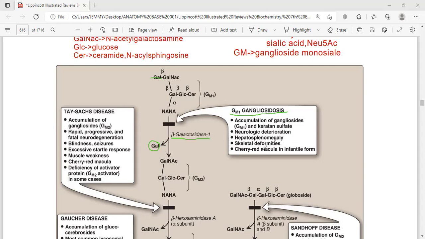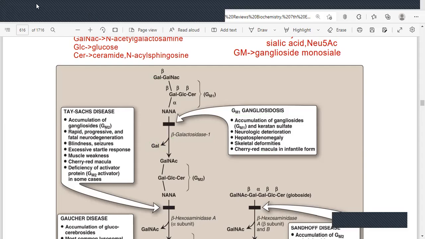Also, remember your macula is part of the eye, the retina at the back of your eye. It will be red. You know those fruits known as cherries? See how red they are? So your macula will look like that. So that is gangliosidosis, accumulation of GM1. Okay, now let's go to the other one.